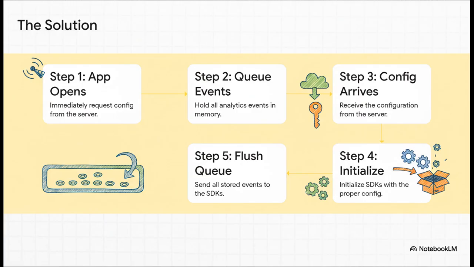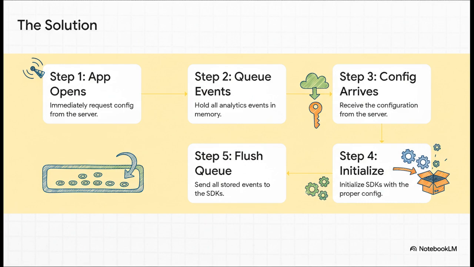It's actually beautifully simple. We just flip the order of operations. The app opens, and we immediately ask for the config. While we're waiting, any analytics events that fire just get put into a temporary little list in memory. Then, once that config finally arrives, we initialize the SDKs with the keys they need and flush everything we've been holding on to. Just like that, problem solved.